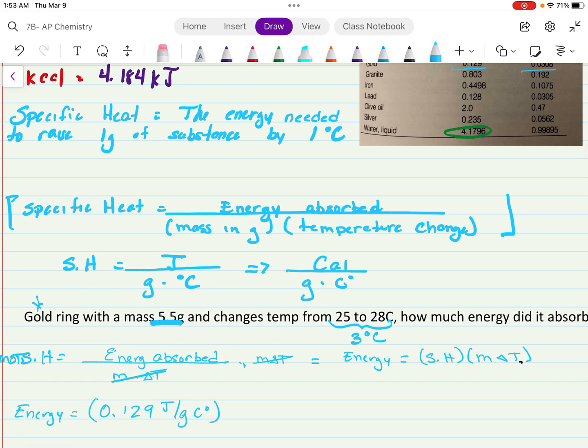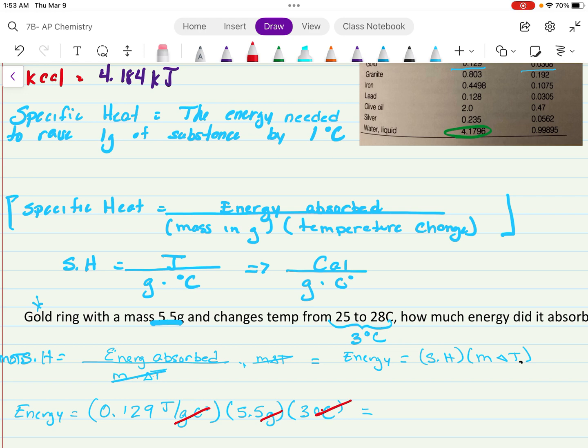And if we multiply that by the mass, which is 5.5 grams, and then multiply that by the change in temperature, which is 3 degrees Celsius, then we should get our answer. Now, in this situation, we're working with joules. So when I multiply, what you're going to see is that the grams and Celsius are going to cancel.